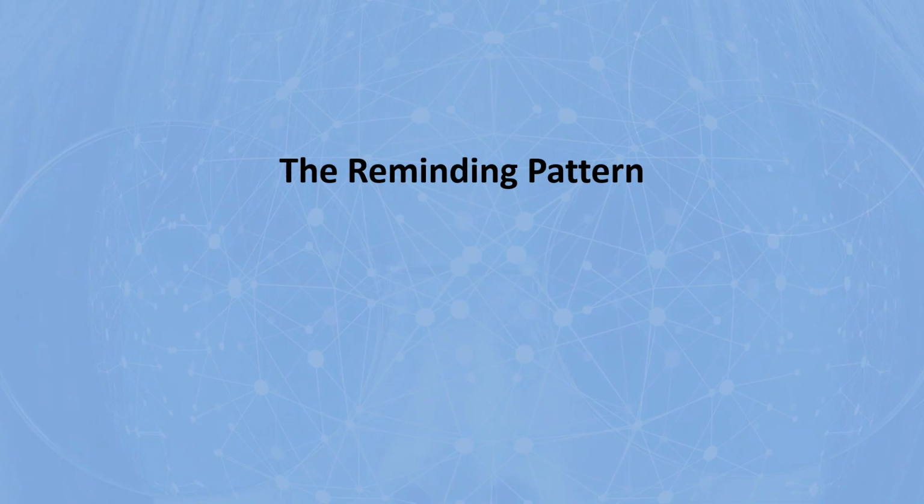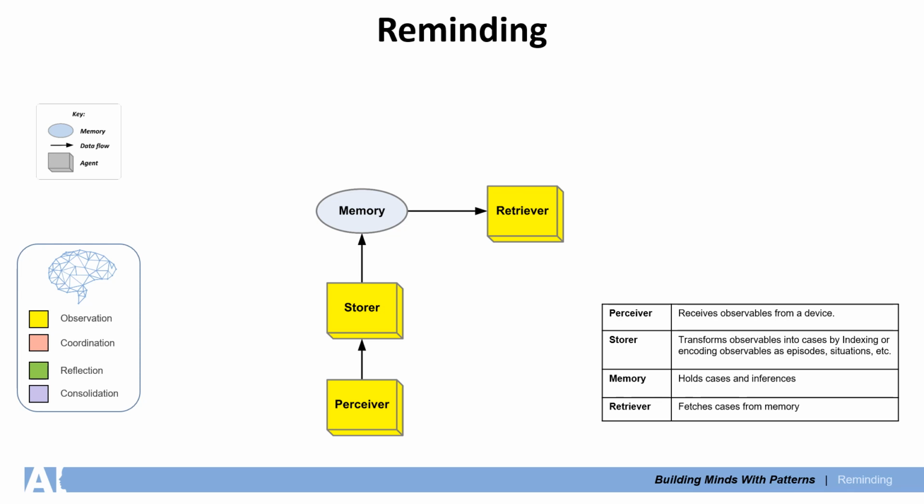So, to recap, the reminding pattern stores plans, situations, or episodes in memory as cases for later retrieval. The perceiver receives observables from a device and forwards the observables to the storer, which transforms the observables into cases and stores them in memory. The retriever fetches cases from memory using a logical or similarity-based retrieval method. Forces for using the reminding pattern involve the necessity for the cognitive system to find specific cases, plans, situations, or episodes matching a particular context.